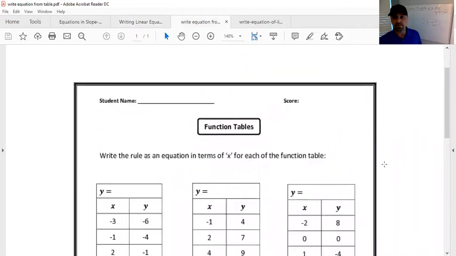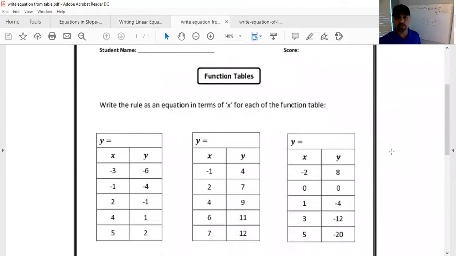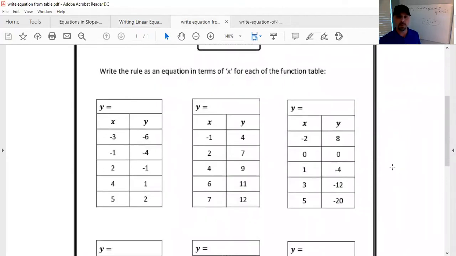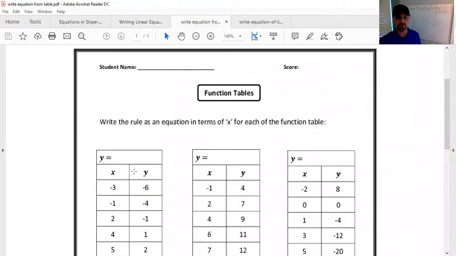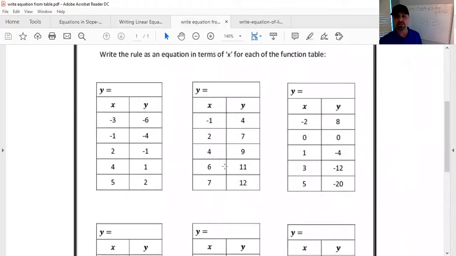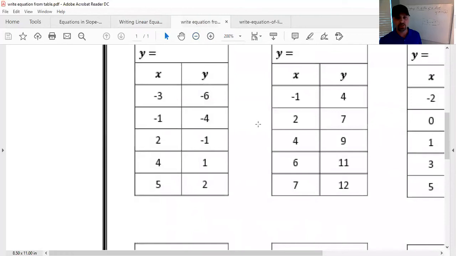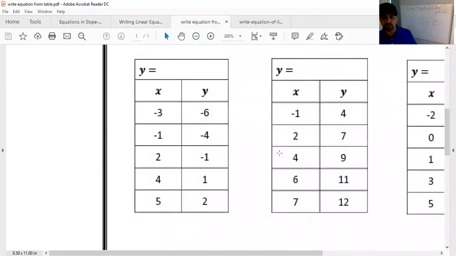Okay, what if you don't have a graph? What if you are just going from points? Okay, so we have function tables here, and really that's full of points. And so let's just start with this first one. Don't forget what 2 things we need to write an equation of a line. We need slope and we need y-intercept.